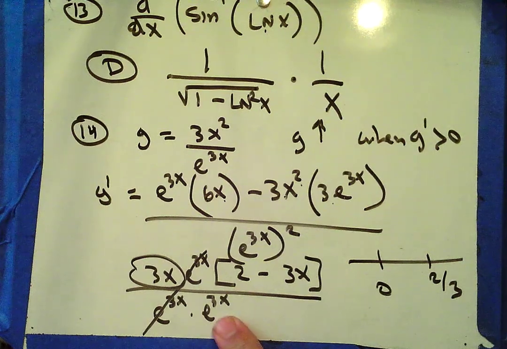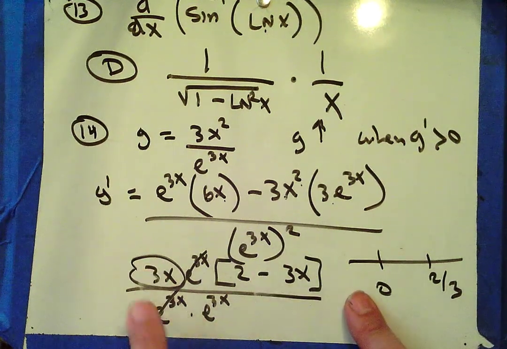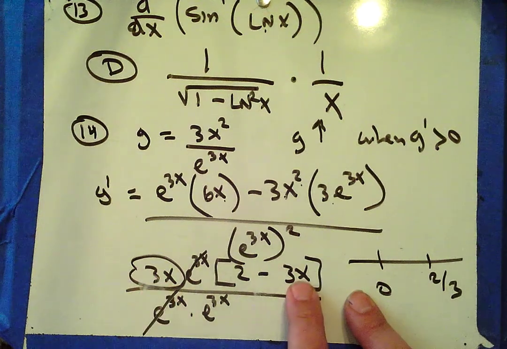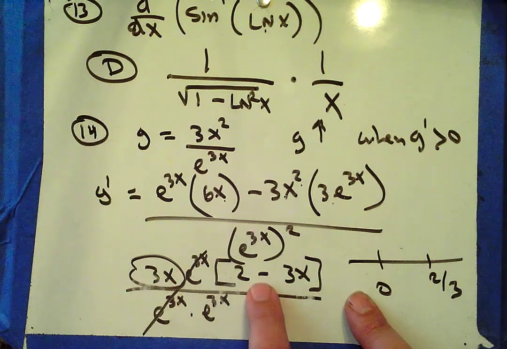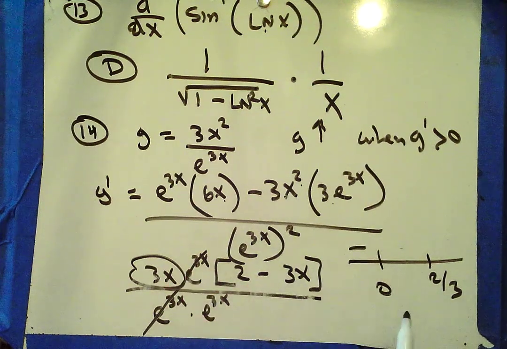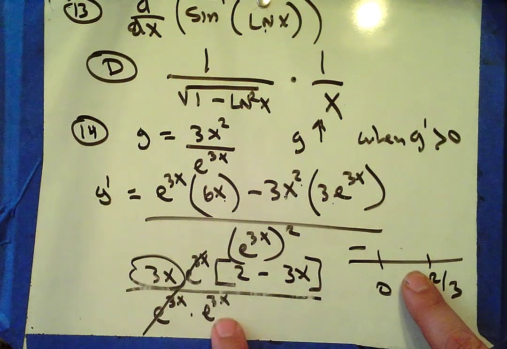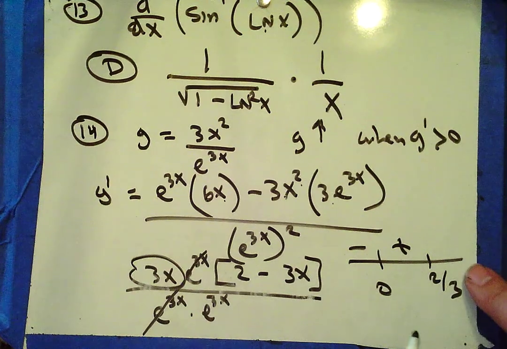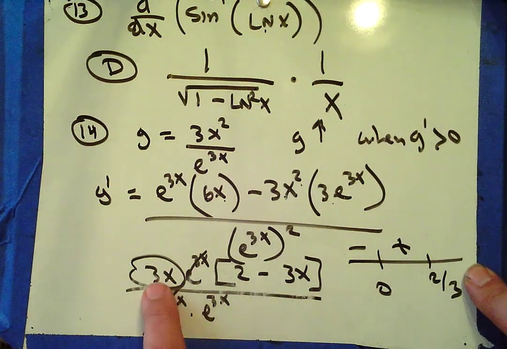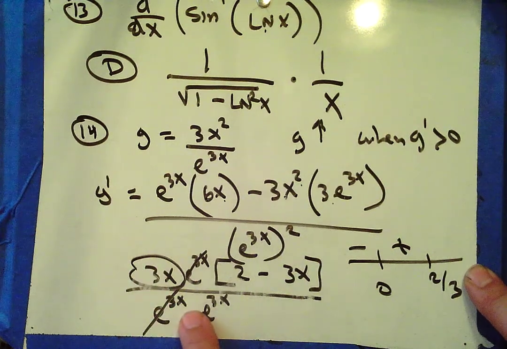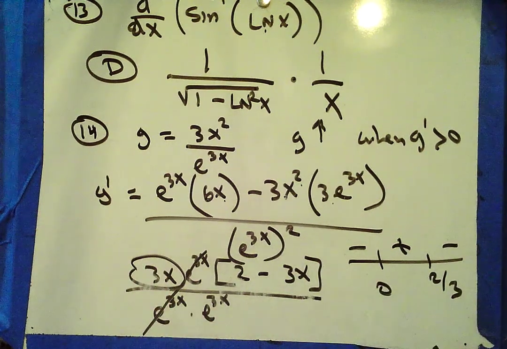Okay, this is always positive, so I only need to check values up here. If I plug in a -1, this will be negative. -1 times -2, this will be positive. Negative times positive is negative, divided by positive is negative. If I plug in a 1/2 here, this is positive, this is positive, this is positive, so this is positive. And if I plug in a 1 here, this is negative, this is positive, so the top is negative, the bottom is always positive, and I get negative. So G is increasing on 0 to 2/3, and 0 to 2/3 is choice C. Choice C for number 14.